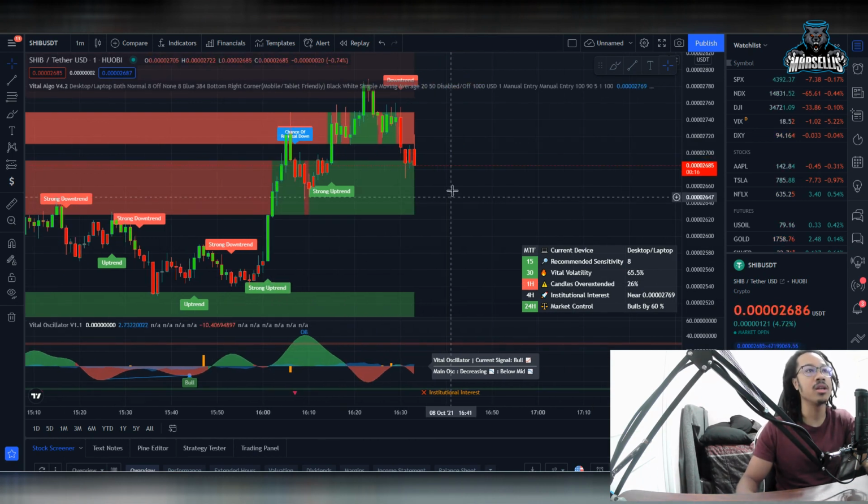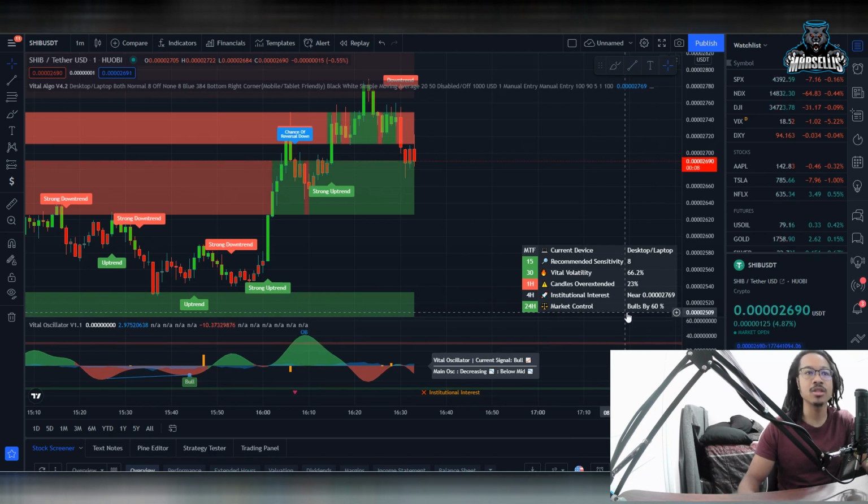It'll tell you when there's uptrends, downtrends, when the market's being controlled by bulls or bears. Like this, you can see market control for Shiba Inu right now is 60% bullish.